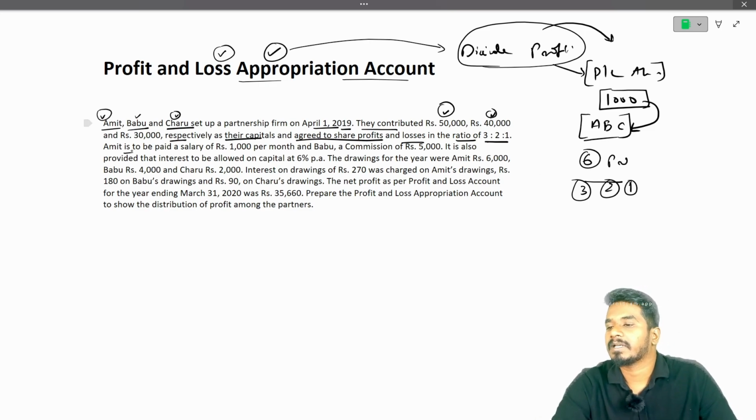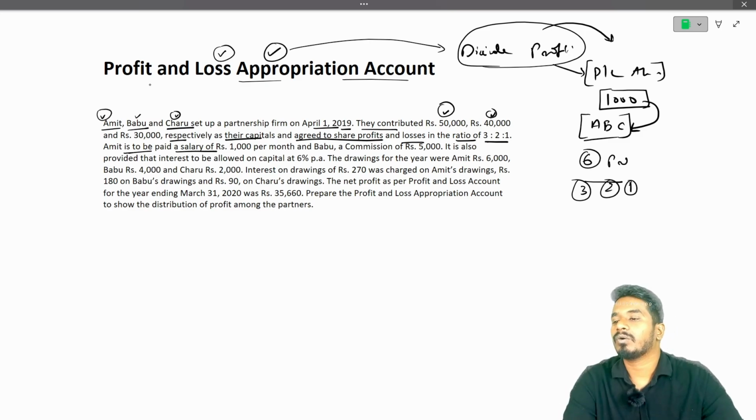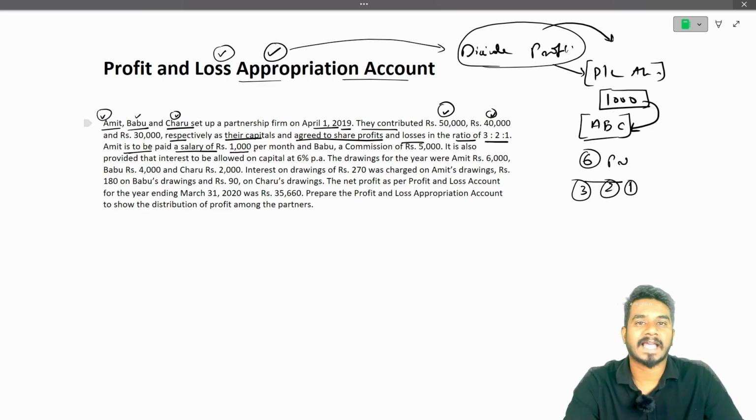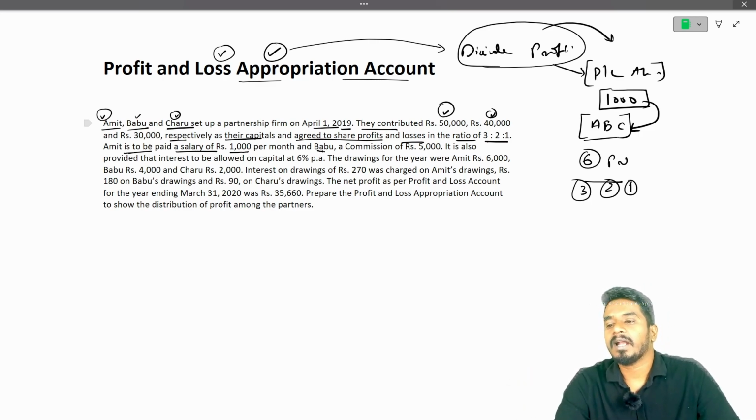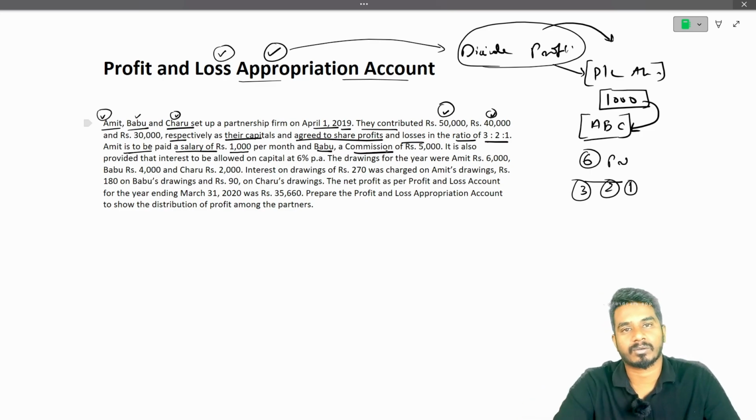Fine. Amit is to be paid a salary of rupees 1,000 per month. So Amit is working more than other two partners. So he requires 1,000 rupees salary per month additionally apart from profit. Okay, fine. And Babu is also working and Babu needs commission of 5,000 rupees.